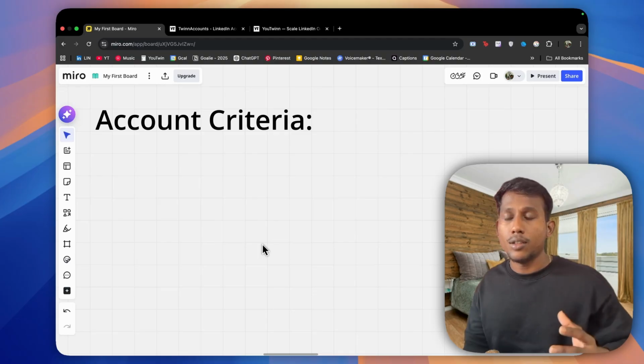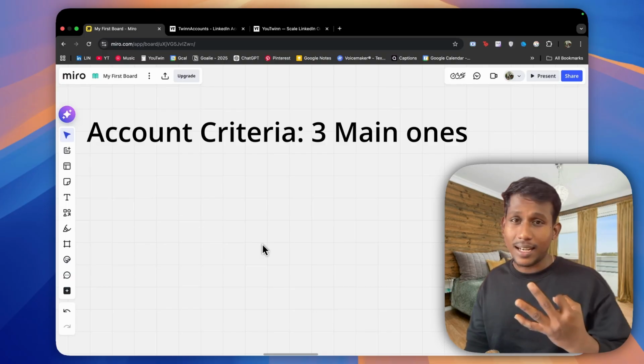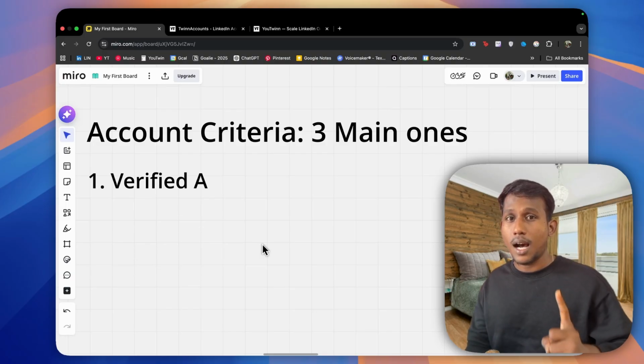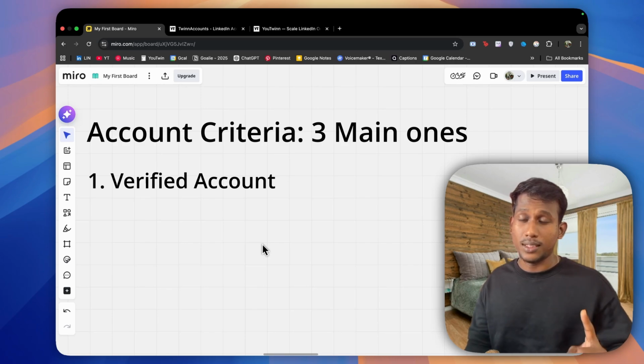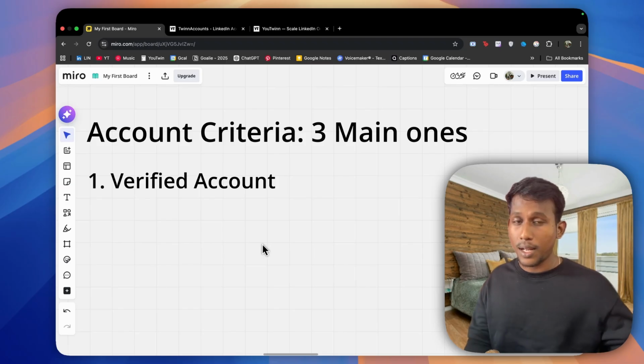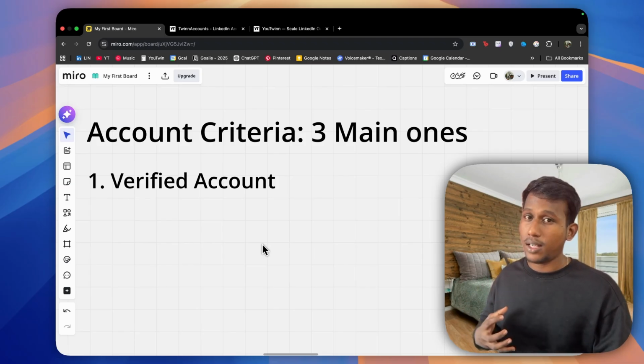If you're renting accounts, there are a few things that you should look for in the accounts. There are mainly three criteria that the account you're renting should qualify. The first one is that the account should be from a real person. What that means is this account should not be a fake account created by the supplier that you're renting it from.